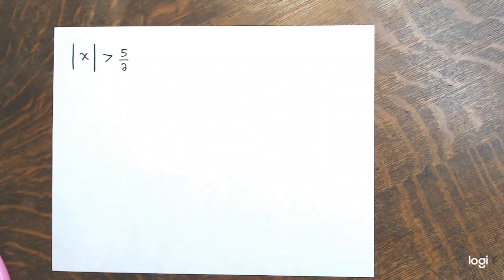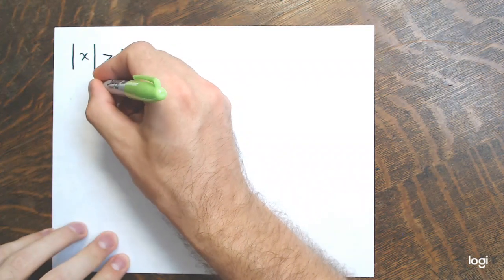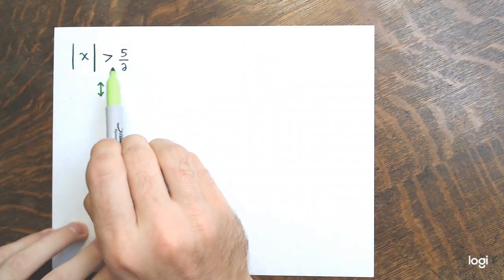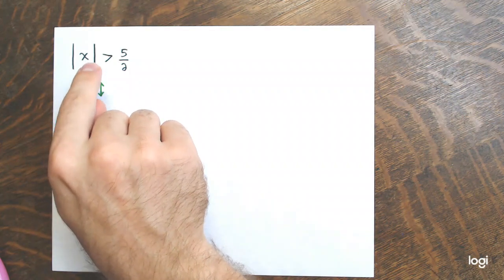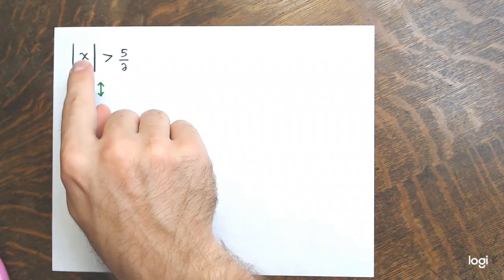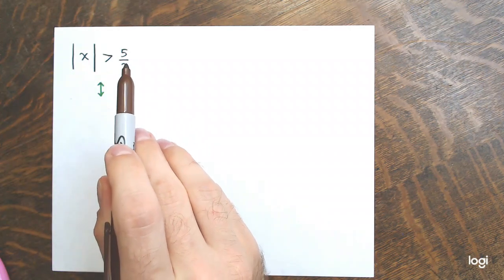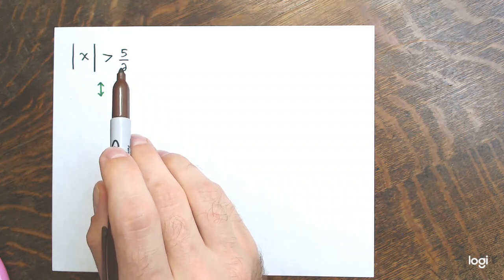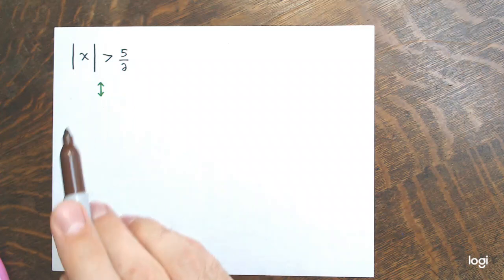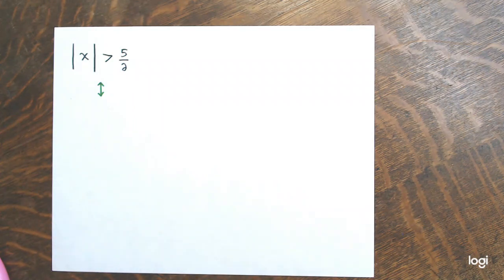Now that I've isolated the absolute value, we're going to write an equivalent statement. Saying that the absolute value of x is greater than 2.5 means that x has to be more than 2.5 units away from 0. So what numbers are 5 halves units away from 0? One of them is positive 5 halves, so we have to be to the right of that, to be farther from 0 than that. And the other one's negative 5 halves, and we'd have to be to the left of that to be farther than that many units from 0.